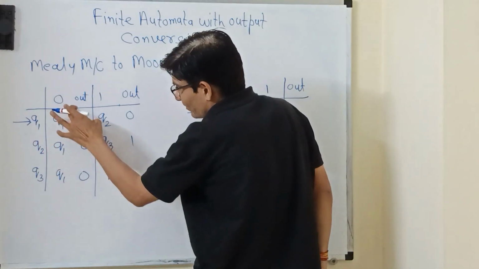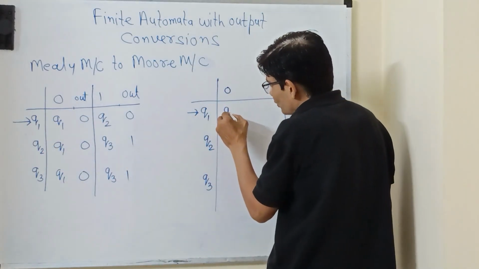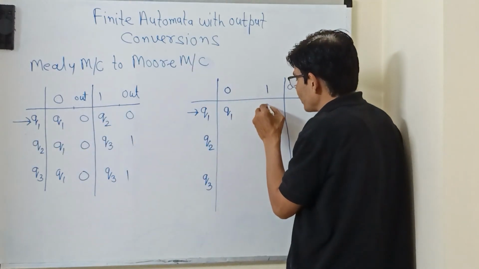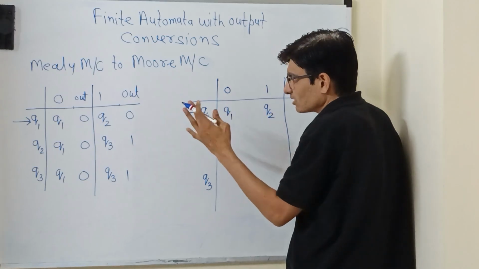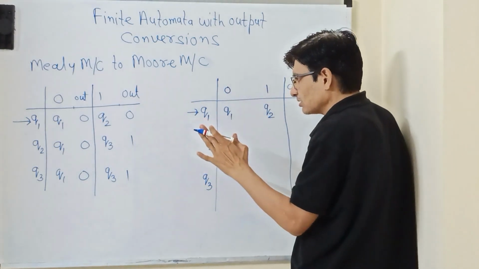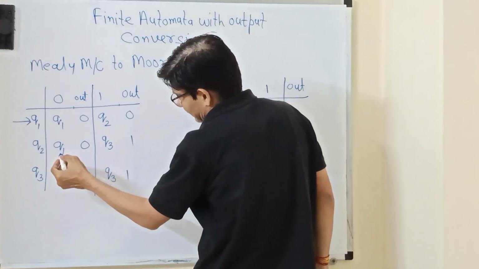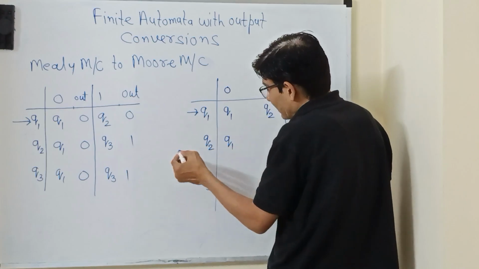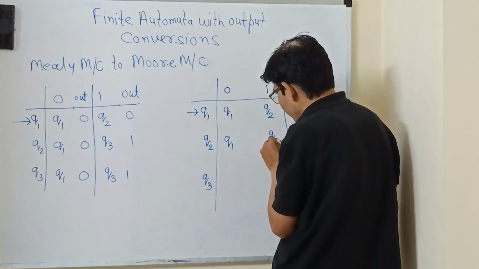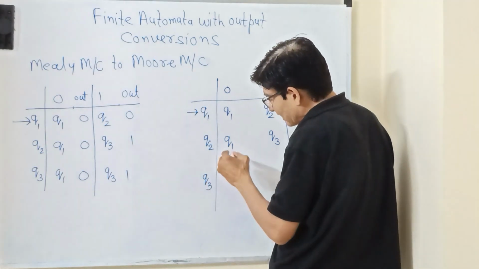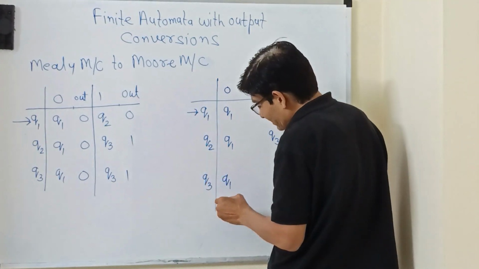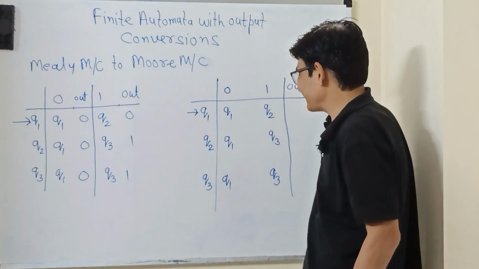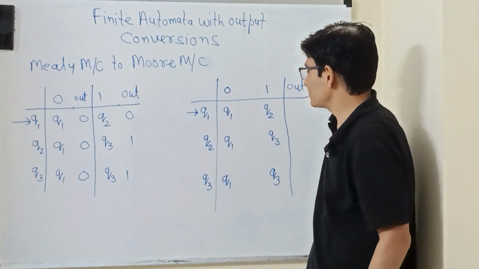On Q1, if we get a 0, we move to Q1. On Q1, if we get 1, we move to Q2. The next state we use as it is in the Mealy machine table. On Q2, if we get 0, it is Q1, and on Q2, if we get 1, we move to Q3. On Q3, if we get 0, we move to Q1. And on Q3, if we get 1, we stay on Q3. Now we have completed the transition table.